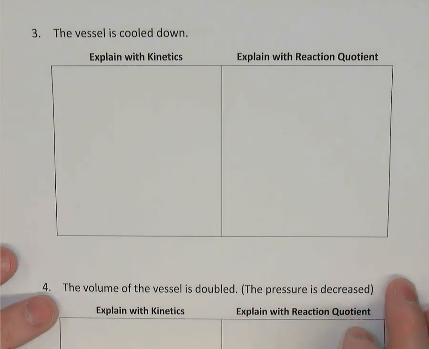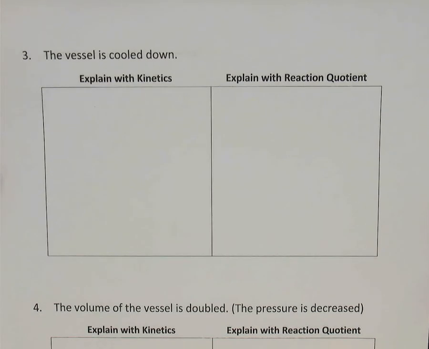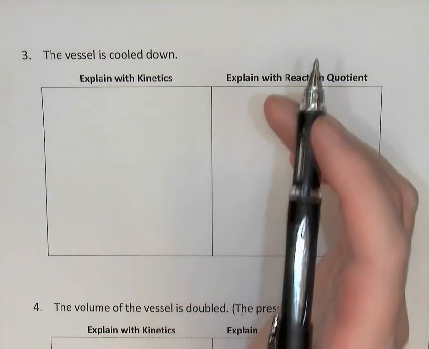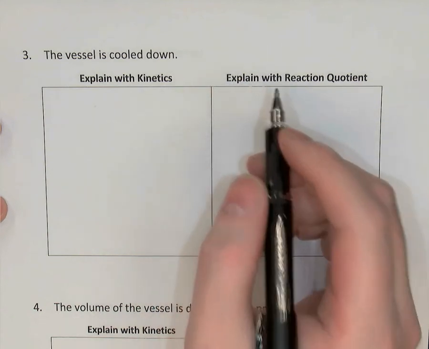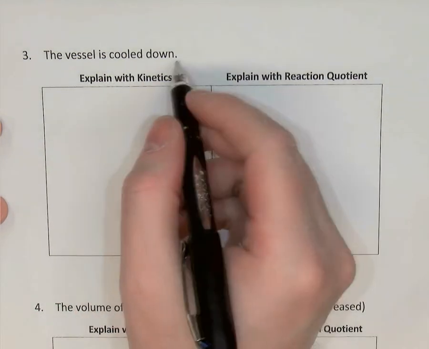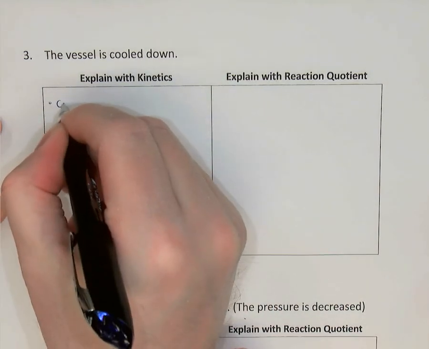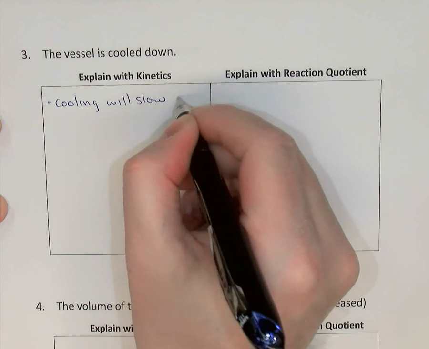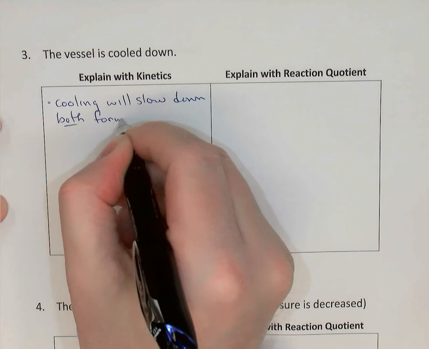Alright, cooling down the vessel. Temperature changes and volume changes, the next stress, these are two of them a little bit more complicated to explain. So let's go back to our kinetics thinking. When you cool down the vessel, you're cooling down the system. We remember from our kinetics unit that temperature is one of the factors that affects rates. And when you cool down the system, that's supposed to slow down the rates. So the first thing I'll say is cooling will slow down both the forward and the reverse rate.